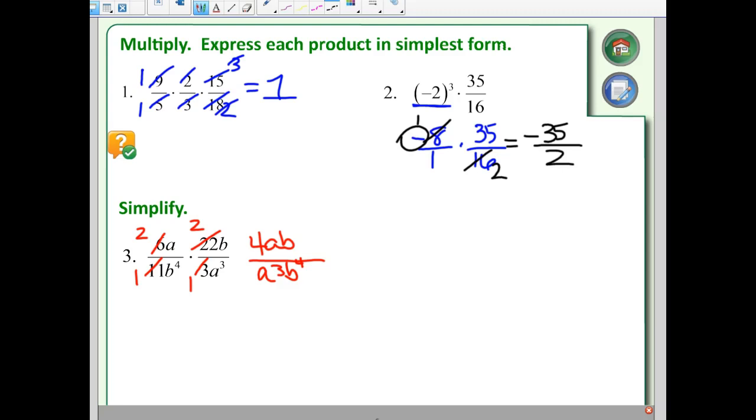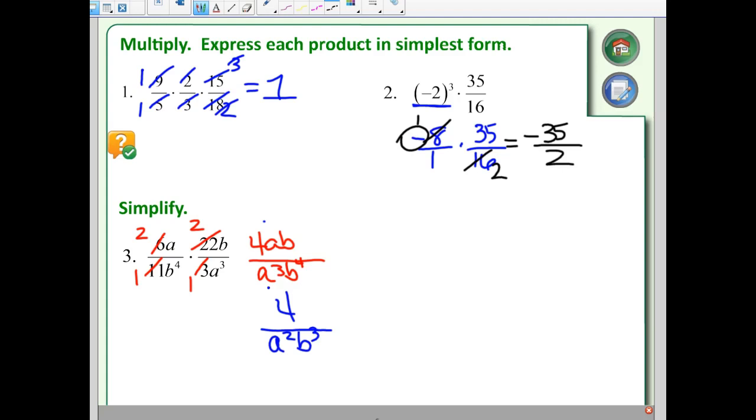Now remember, if I have the same letter top and bottom, A divided by A cubed, do you remember what we do? Yeah, that's right. We're going to subtract and we've got a 4 left in the numerator, and we're going to put the bigger number where the exponent was. So it's going to be A squared B cubed.